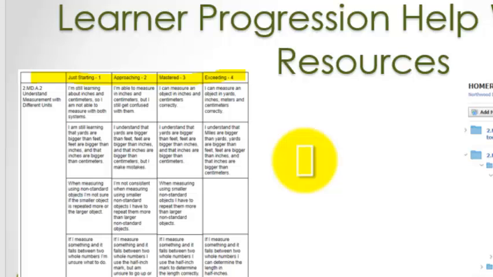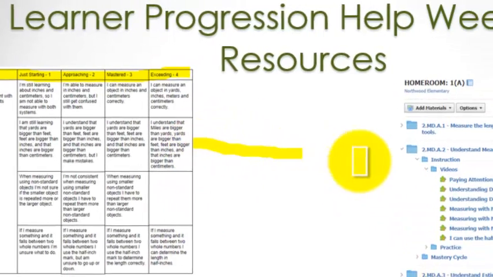I did not build learner progressions. I didn't have a clear understanding of what the standard was asking students to do. So I took my best shot at finding resources and working with them. So you'll want to make sure that you use your learner progressions to help analyze your resources.